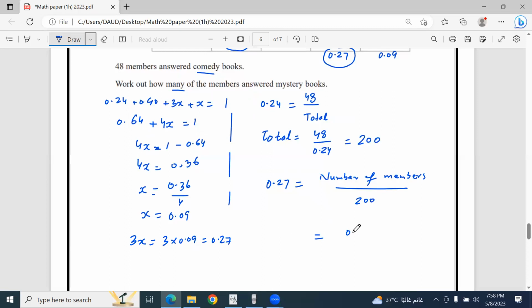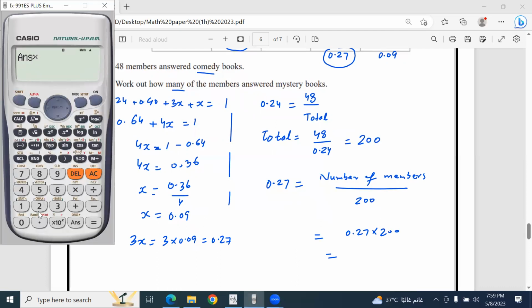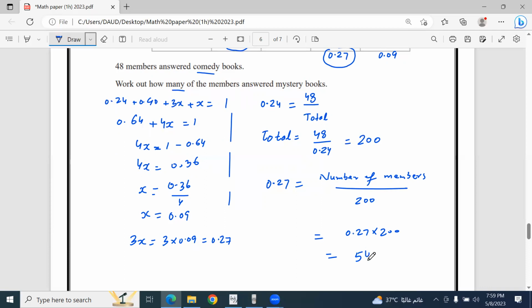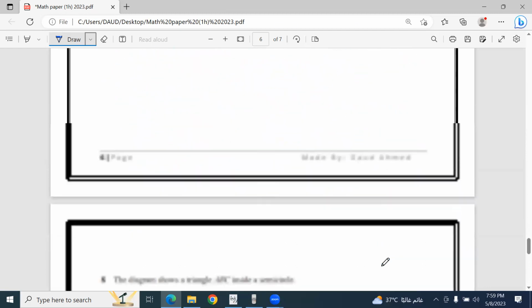So your last answer is 0.27 multiplied by 200. You will find the members who answered mystery books: 200 multiplied by 0.27 gives me 54. So 54 members answered mystery books. I hope you get it. Next.